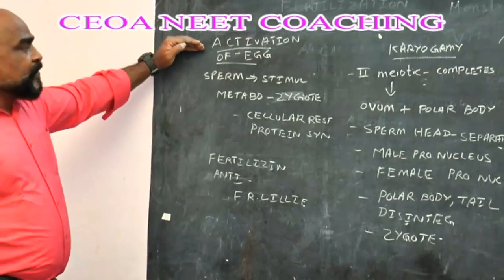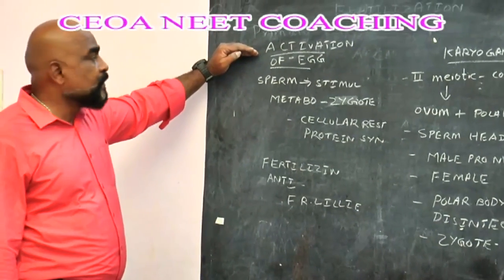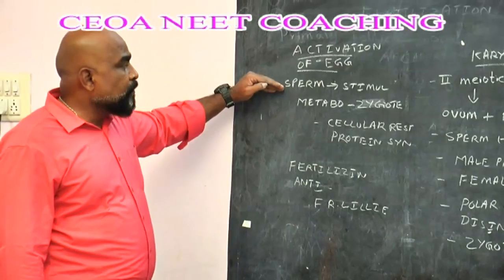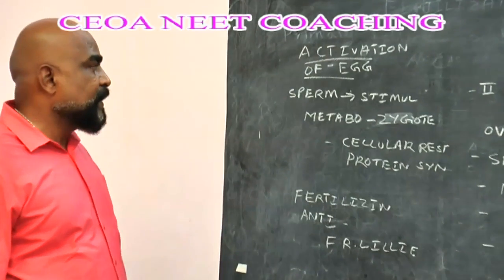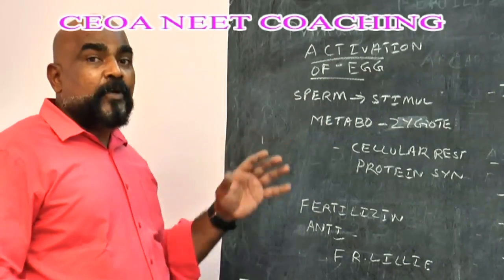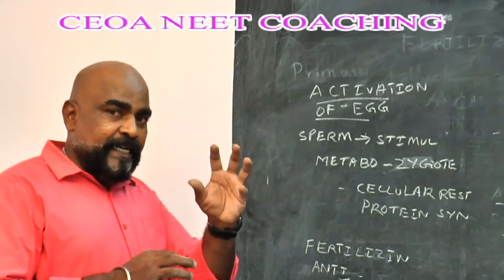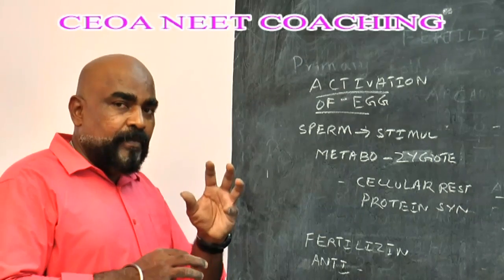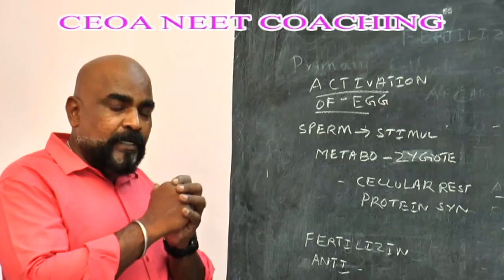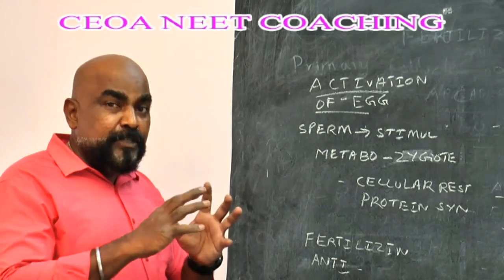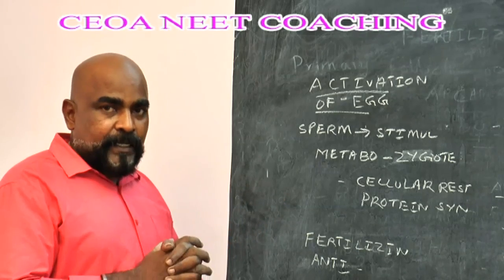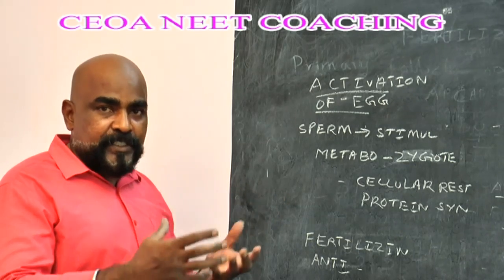Next is the activation of the egg. As the sperm enters into the egg, it stimulates the metabolism of the zygote. So earlier it was a secondary oocyte. Now it has become a zygote. The entry of the sperm stimulates the metabolism, like cellular respiration, protein synthesis and all.